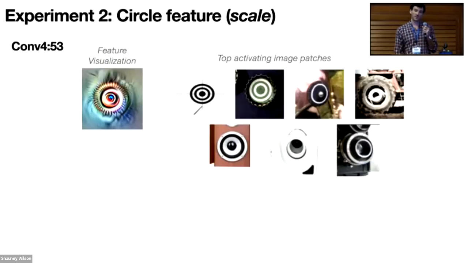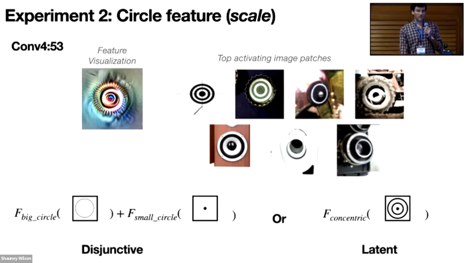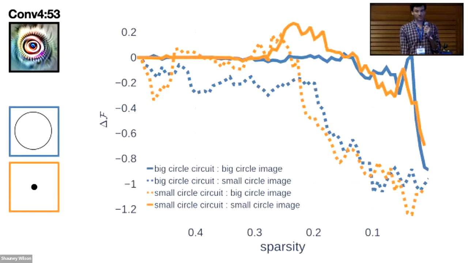Okay, next experiment. Here's a feature that seems to respond to concentric circles. So same thing. Maybe this is a disjunctive combination of a big circle detector and a small circle detector. Or maybe it really needs to be concentric circles, or there's just some general circle-ishness latent feature that this feature is responding to. So we're just going to play the same exact game as before. You can make a little prediction in your head about what you think it might be. It's the same. It's disjunctive.